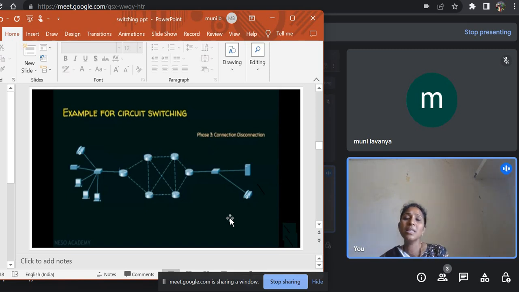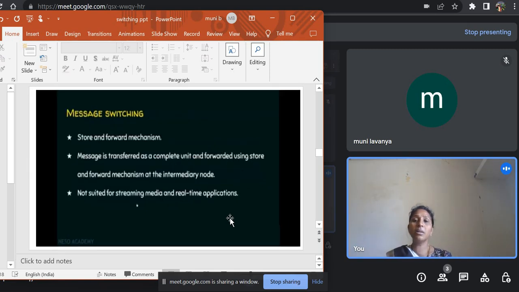Here there is a drawback. Whenever the connection is established between the sender and the receiver, it can't be used for another transmission, but it is a dedicated path to transmit the data. There is no data loss and there are no network issues. So here it is going to be directly transmitted. A dedicated path is available in circuit switching.